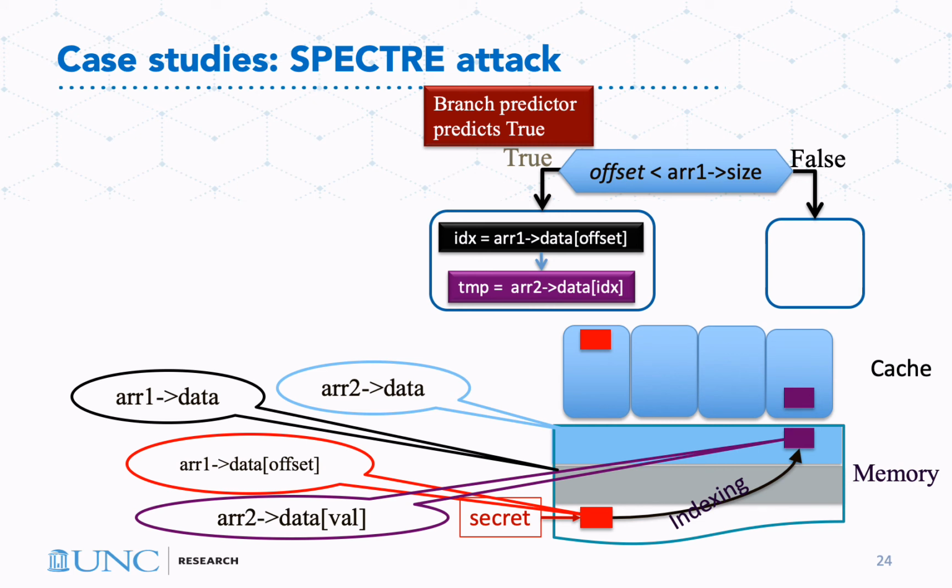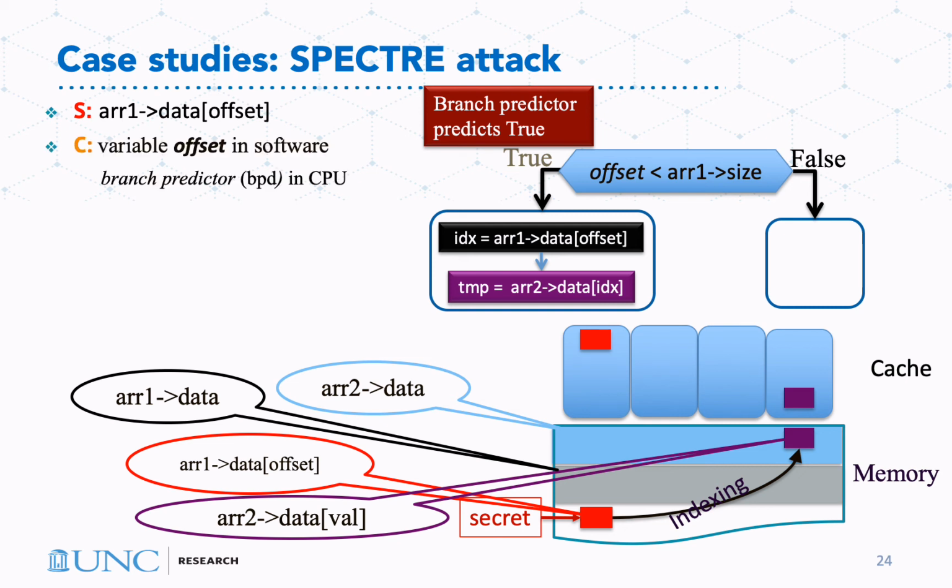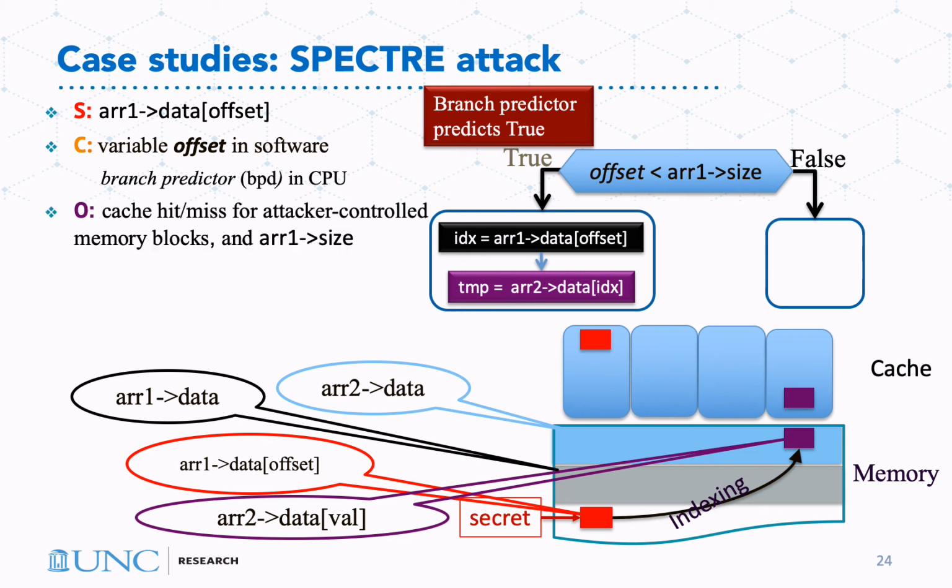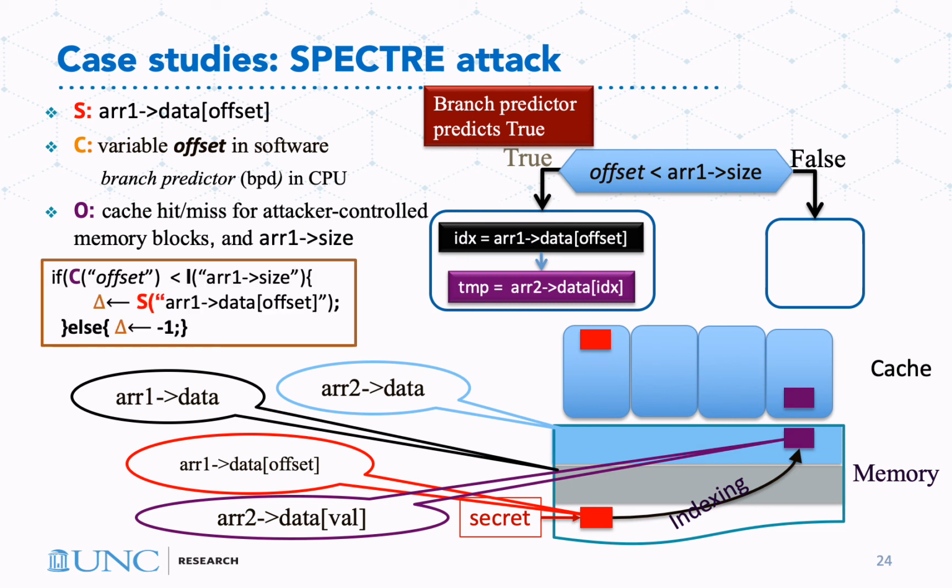Using the security model, the secret variable is the targeted memory contents. The offset variable and the branch predictor are attacker controlled. The size of array1 and the cache hit limits for the attacker controlled memory blocks are observable. Since we don't care about in-boundary memory leakage, we also need to define a delta to allow the declassification for the in-boundary value.